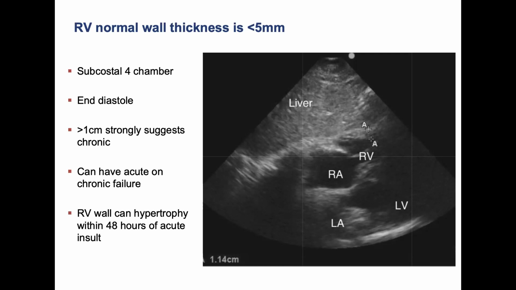More than 1 centimeter strongly suggests chronic. And then you can have acute on chronic RV failure. So again, just because the patient has chronic RV failure doesn't mean they don't still have an acute PE. And then this right ventricular wall can hypertrophy within 48 hours of an acute insult.